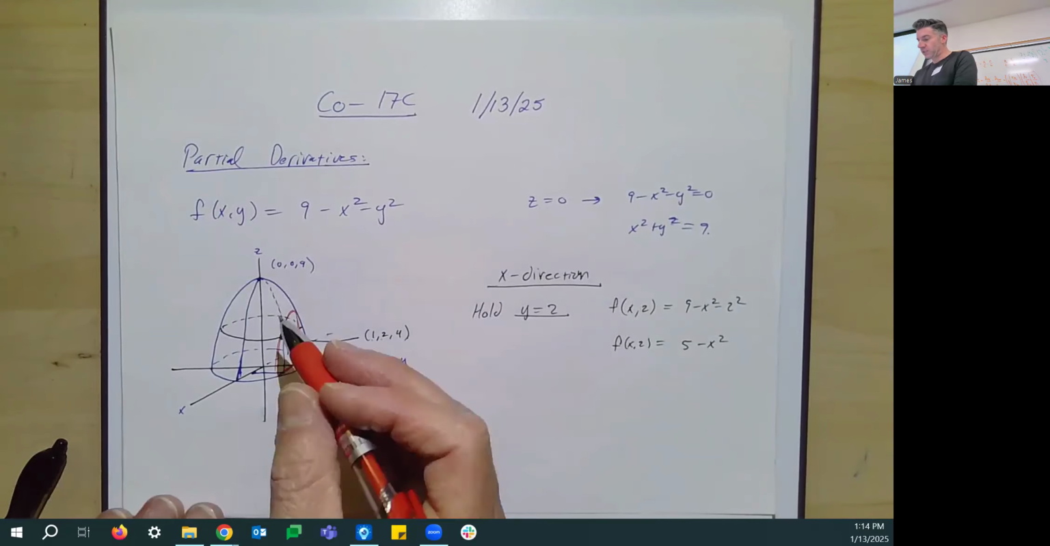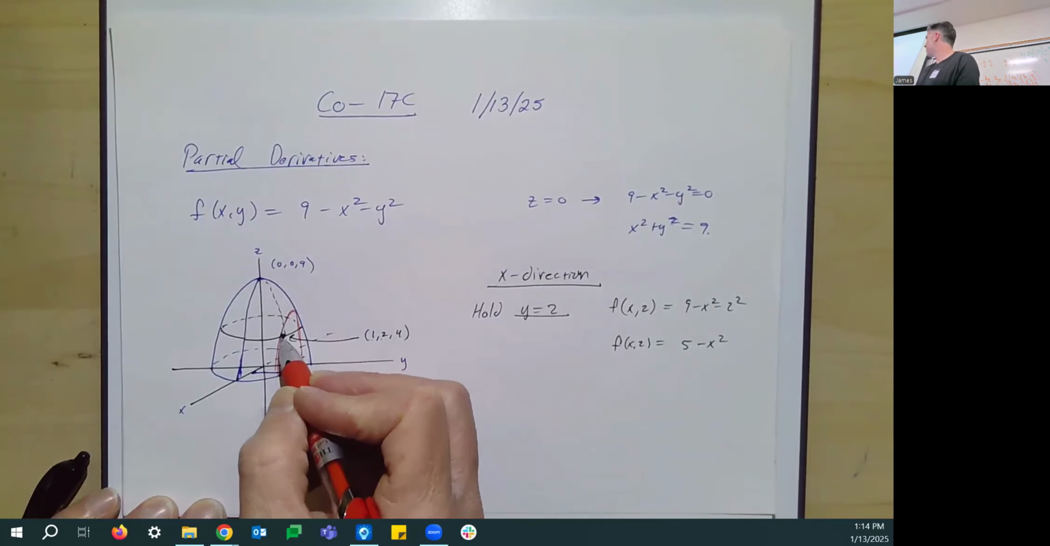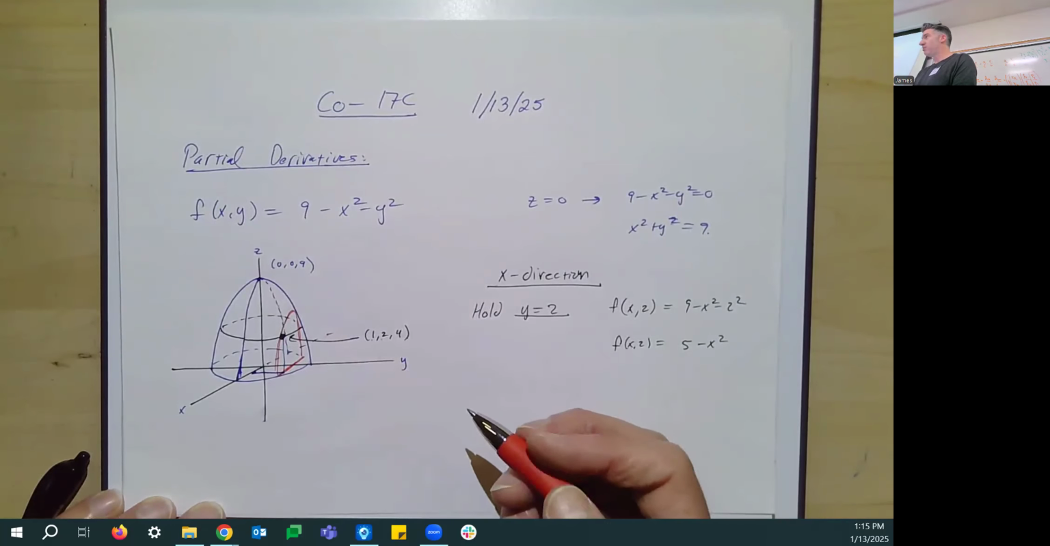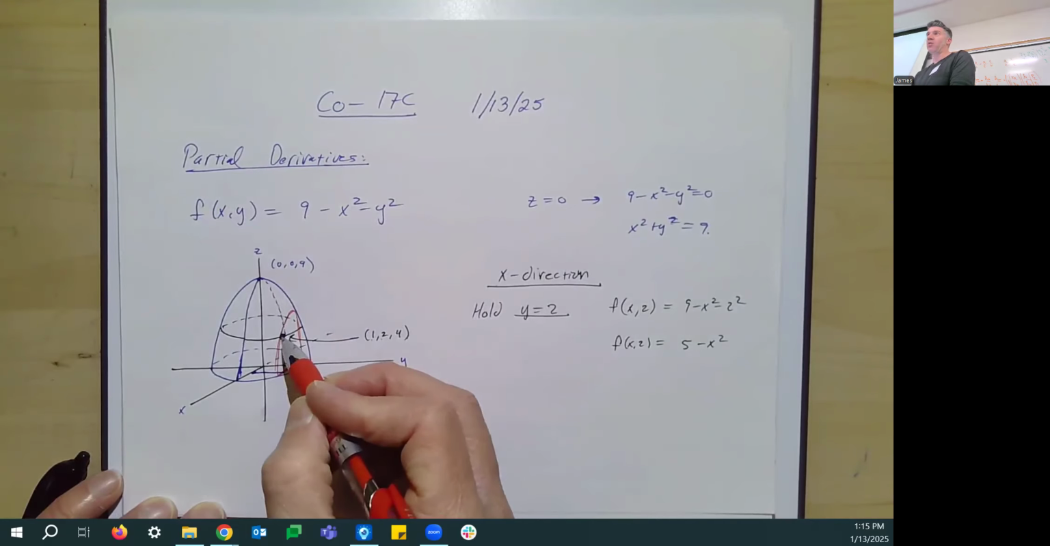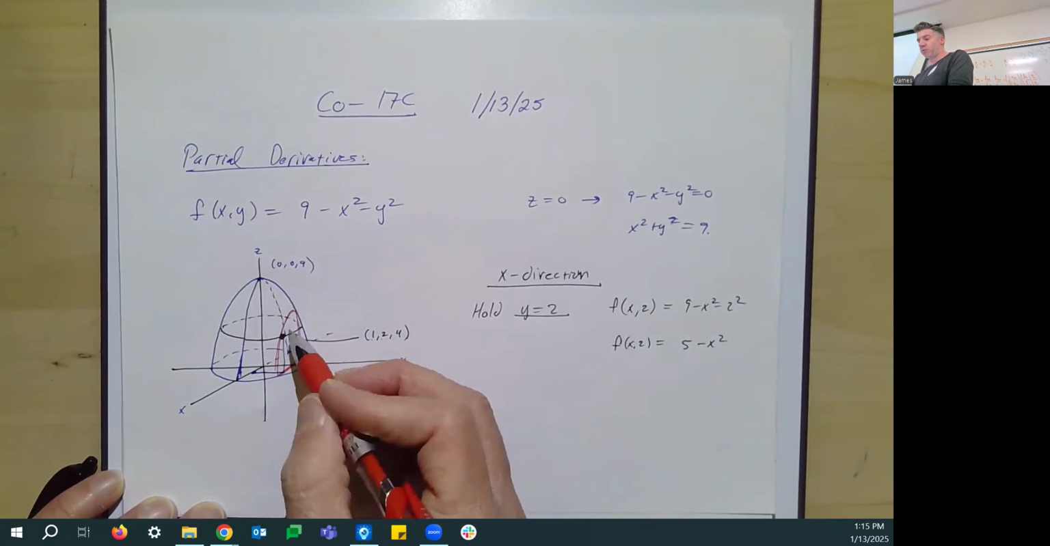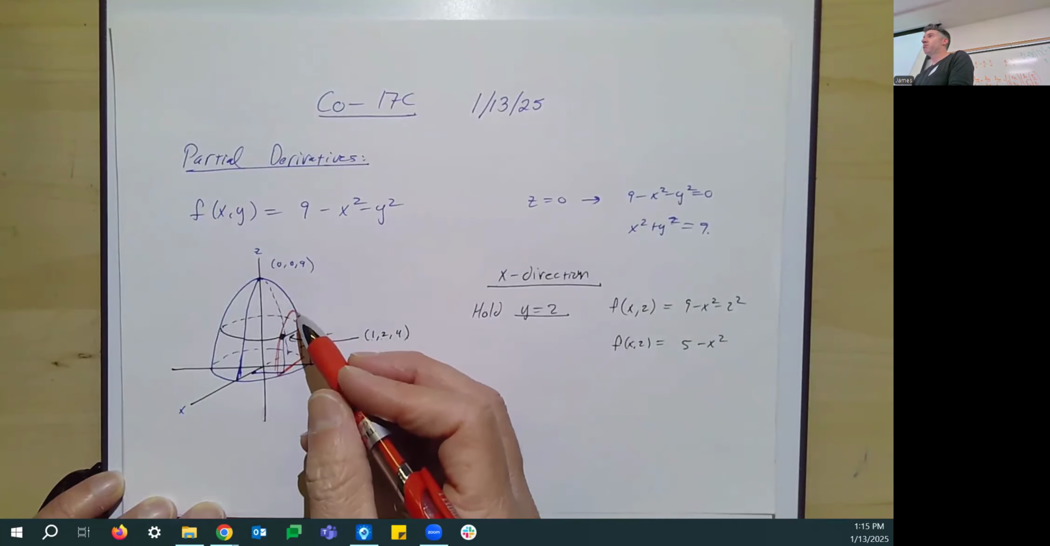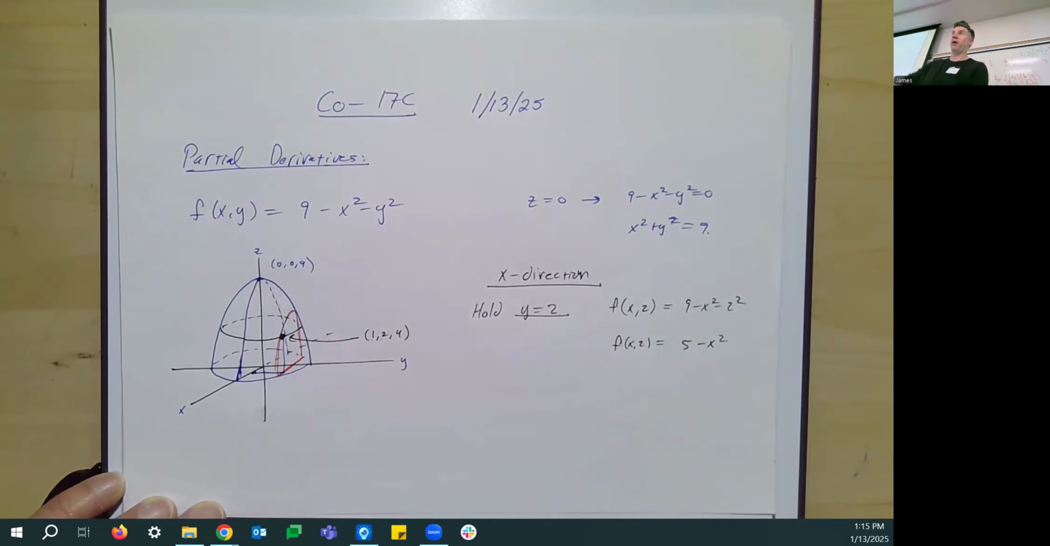And from this point here, I know my pictures aren't the best, but if I was to move in the towards you direction from this point right here, would we be going up the hill or down the hill? Down the hill, right? I'm moving towards you on the slope that's moving down towards you. What that should mean for us is that our partial derivative in the x direction at that point should be negative, because we're essentially decreasing the value of the function as we move in the positive x direction.